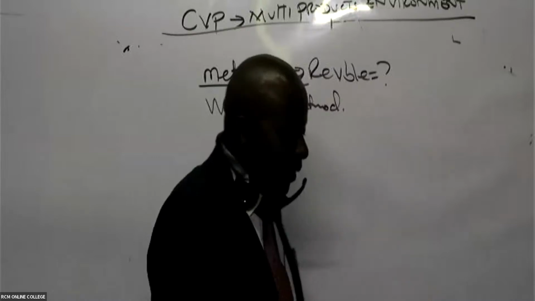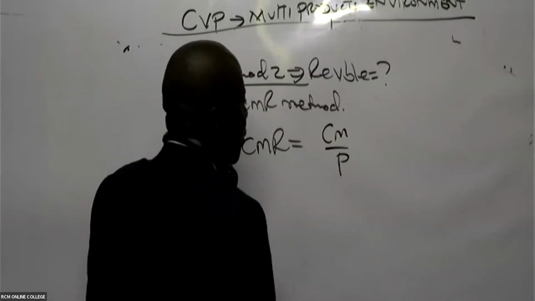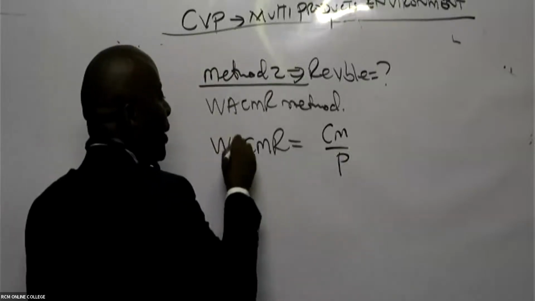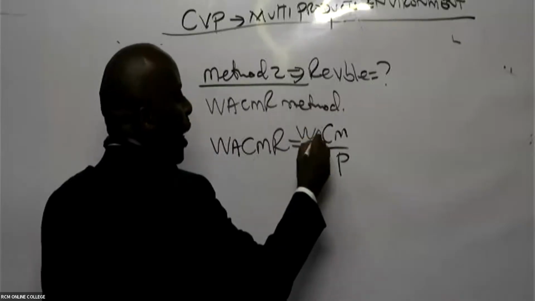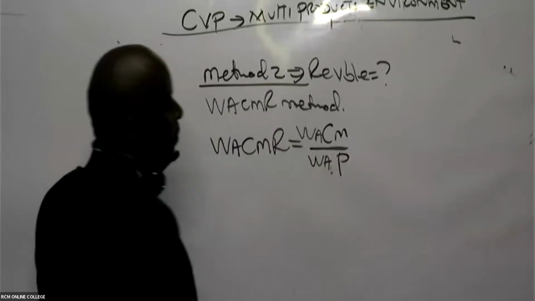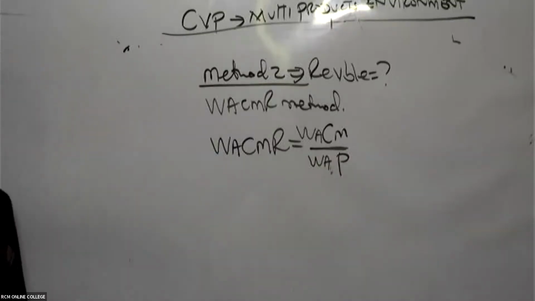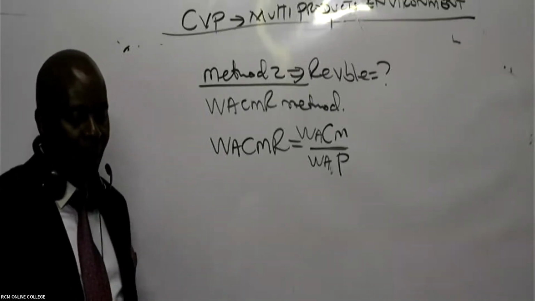So it is CM over what here, somebody? CM over price, isn't it? So when they tell us to calculate WACMR, then we come and add the words. So you say it is WACM over WAP. That is how we calculate our WACMR. So it is WACM over WAP.